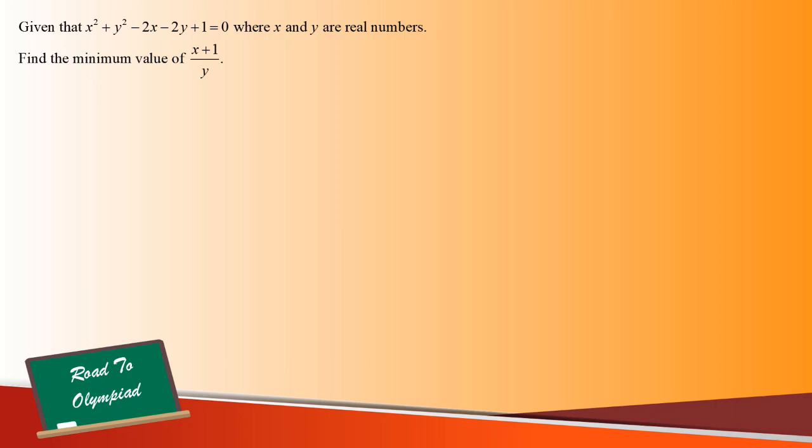Welcome to RTO. Consider the following problem. Given that x squared plus y squared minus 2x minus 2y plus 1 is equal to 0, where x and y are real numbers, find the minimum value of x plus 1 over y. This is a very typical problem on algebra that requires us to find the minimum value of certain functions.